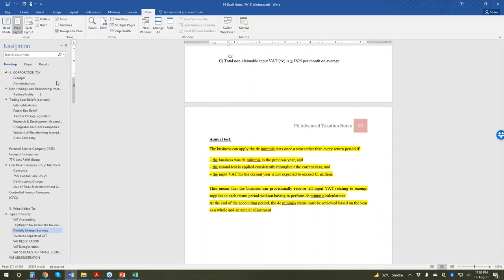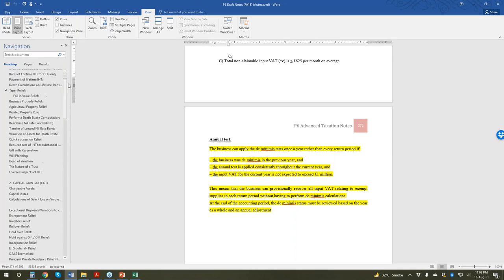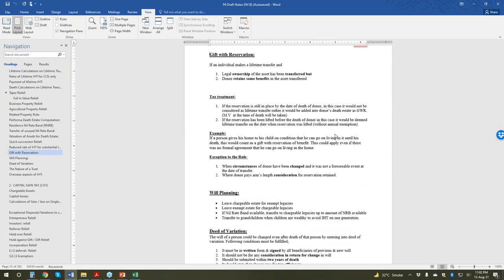So let's go to the notes and check what GWR is. Gift with reservation means that you are gifting something to someone, but with reservation, meaning with some condition. If an individual makes a lifetime transfer, legal ownership of the asset has been transferred, but the donor retains some right in the asset transferred, it is known as gift with reservation. And here you can see that he has gifted, but with the condition to live in a certain part or for a certain period. What is the tax treatment of that?